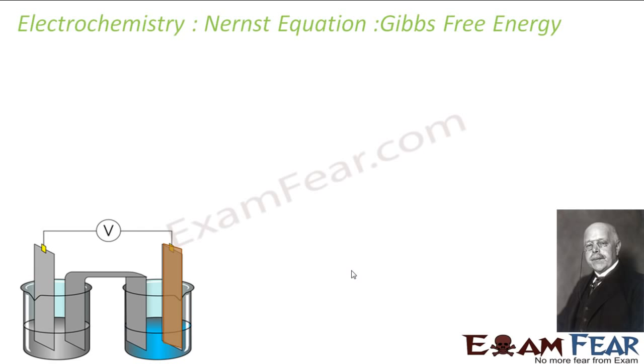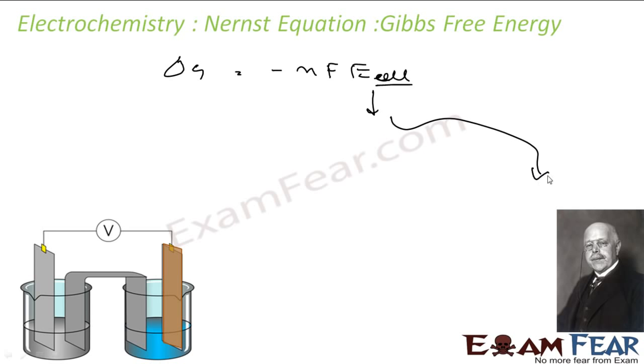Now let's see the Gibbs free energy for the Nernst equation. We have seen that delta G is nothing but minus nFE, and E is nothing but E of cell at any given concentration. This can be found by the Nernst equation. Now if you can find this E cell, you can easily find Gibbs free energy also. Correct?